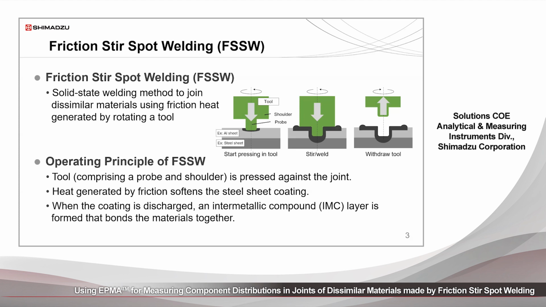So to summarize, friction stir spot welding is comprised of a tool, which is made of a probe and a shoulder that is pressed against a joint. Heat is generated by rotation and pressure of this tool, which softens the steel sheet coating. When the coating is discharged, an IMC layer is formed. An intermetallic compound layer is formed that bonds the two materials together, that forms a weld between the two materials.